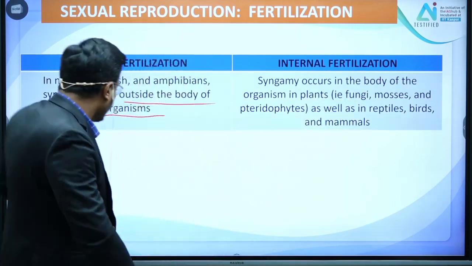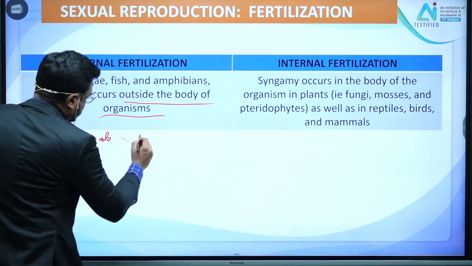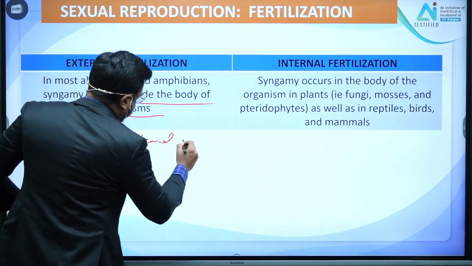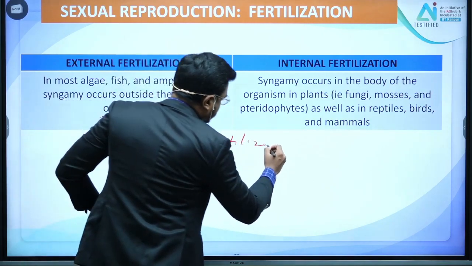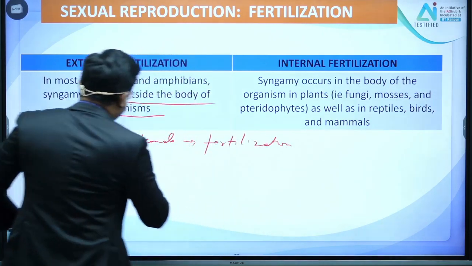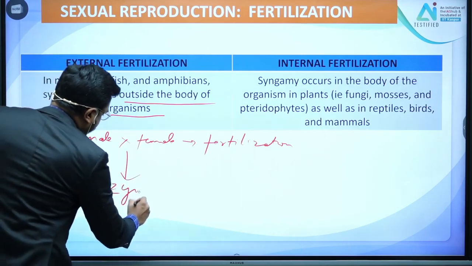So the male and female gametes fuse in the case of fertilization. After fusion, what is formed is known as the zygote.